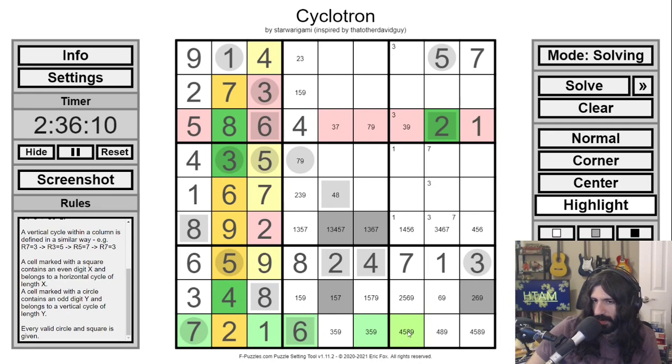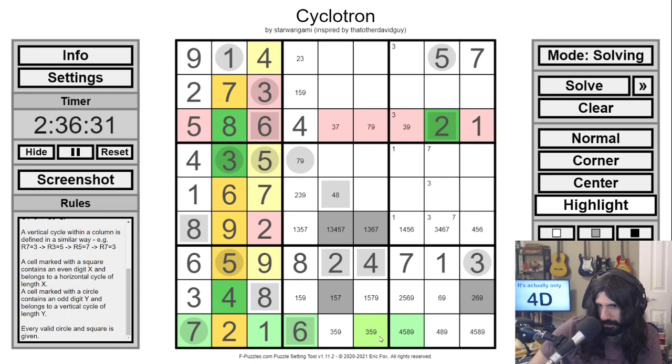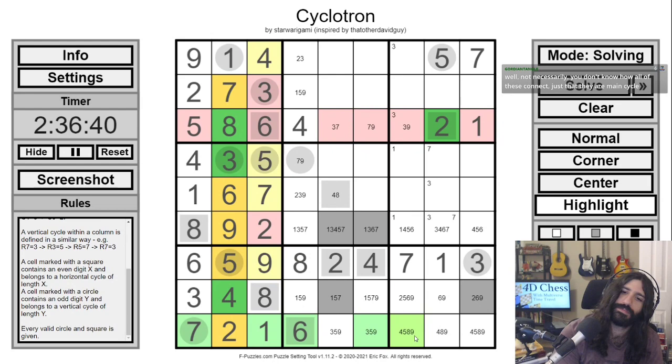So if this is 4, so this can't be a 4? Because that's a 5 cycle? Oh no, sorry. No, that could still be a 6 cycle. If this is a 4, then this is a 9. No, that's not right. Hold on. Wait, what? Sorry, give me a sec. 7, 9. 1, 2, 3, 4, 5.